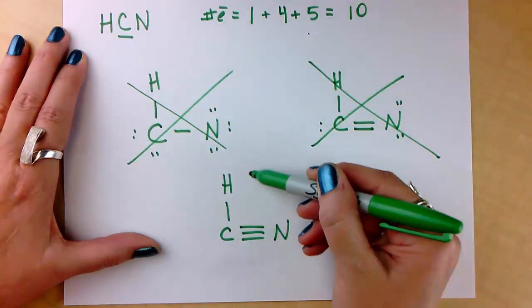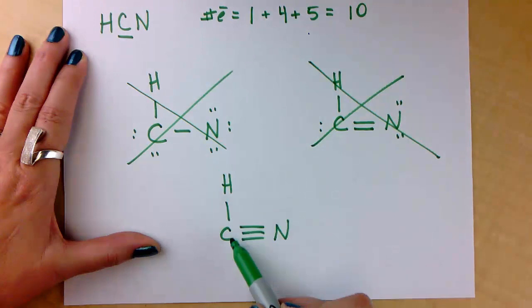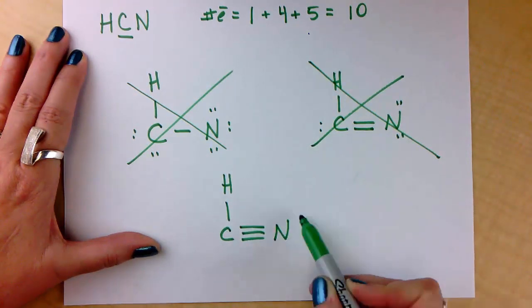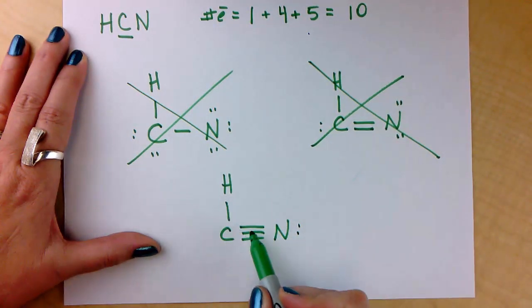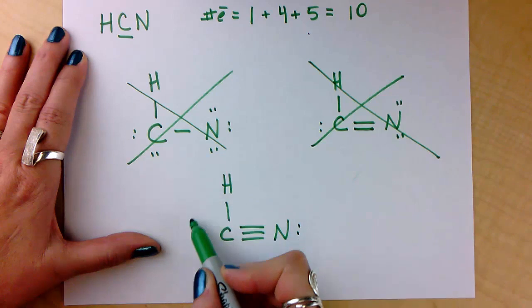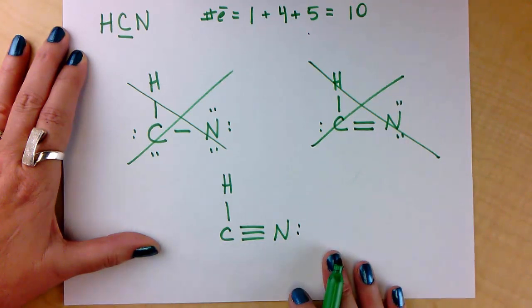Hydrogen, again, has 2. It is done. Nitrogen has 1, 2, 3, 4, 5, 6 electrons to it. Needs 2 more. Carbon has 1, 2, 3, 4, 5, 6, 7, 8. Carbon already has 8, so don't put any dots on carbon. It's done. So we're done. Everybody has 8 again.